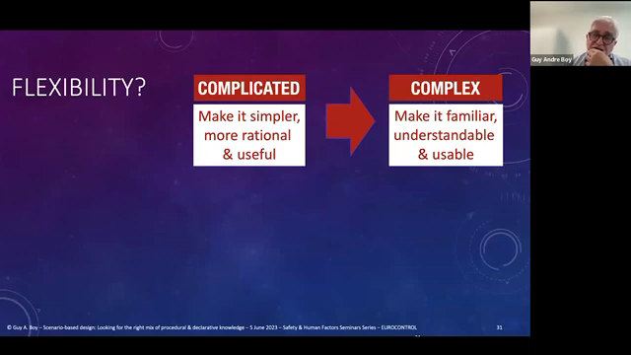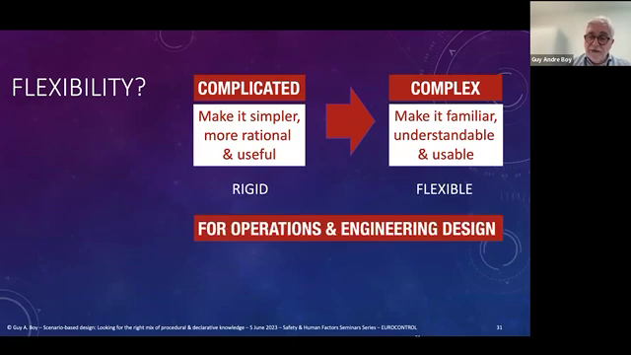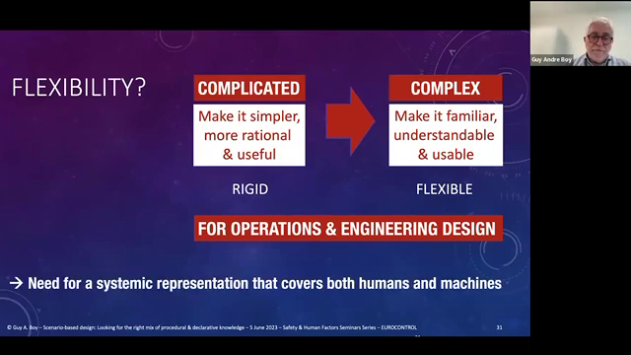So flexibility, you understood why flexibility, the kind of thing that we deal with when we talk about flexibility: from complicated to complex, rigid to flexible, from operations and engineering on both sides. So we need a systemic representation that covers both humans and machines.